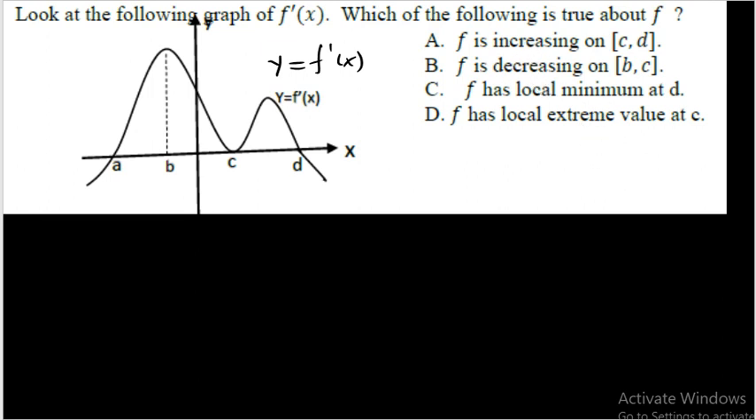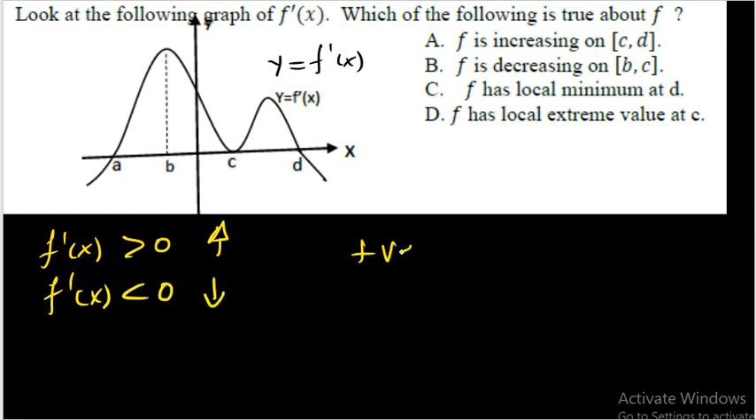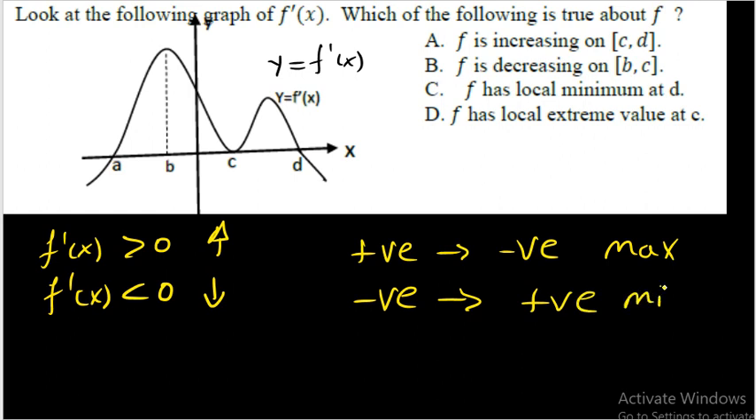So remember the rule: intervals where the derivative of the function is greater than 0 are increasing, and intervals where the derivative is less than 0 are decreasing. A sign change from positive to negative will be a maximum, and from negative to positive, it's going to be a minimum. The points where the maximum and minimum are found will be extreme values.